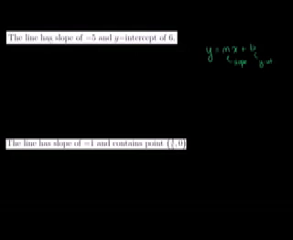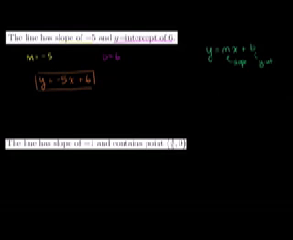So here they tell us that a line has a slope of -5, so m is equal to -5, and it has a y-intercept of 6. So b is equal to 6. So this is pretty straightforward. The equation of this line is y is equal to -5x plus 6. That wasn't too bad.